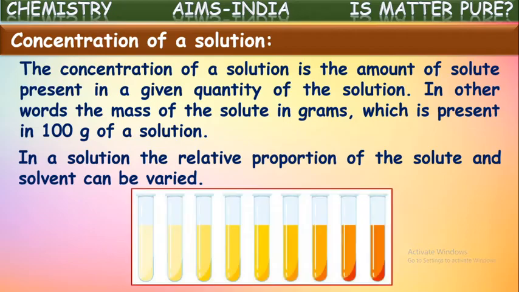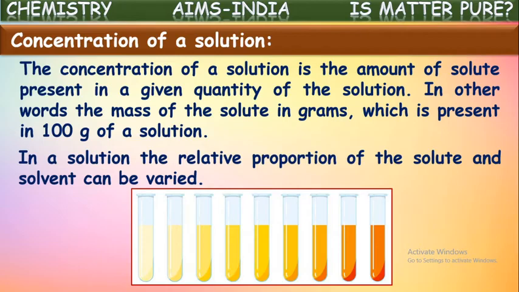Suppose a solution is prepared from water and a solute. These are all solutions of the same substance, the same solute. But the proportion of the solute is changed from one test tube to another. So these are all the same kind of solution, but the proportions of the solute and solvent are varied. That's why you can clearly see the difference in darkness or color shade. As the quantity of the solute increases, the color of the solution becomes darker. But in all the solutions, the solute and solvent are the same.